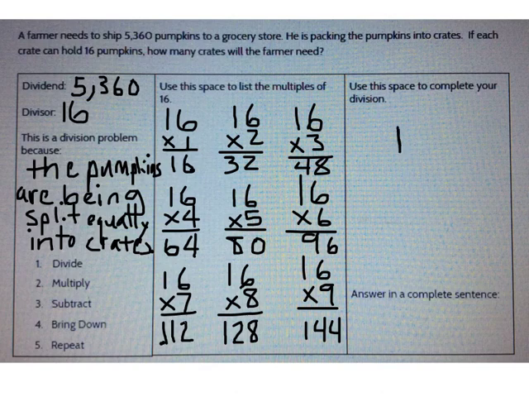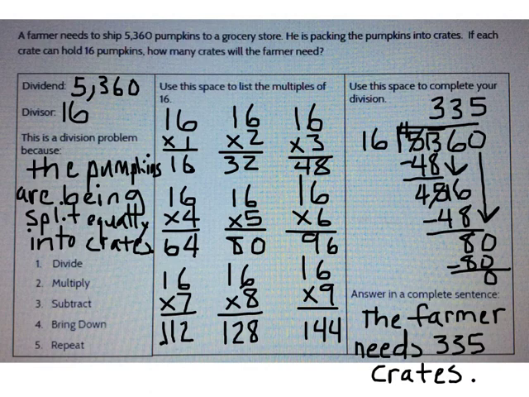Now, you try the division problem. First, what place can I start dividing in when I'm dividing 5,360 by 16? I can start in the hundreds place. Go ahead and do the division. When you're finished, check your work with mine. The farmer needs 335 crates.